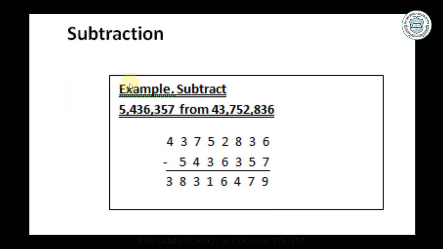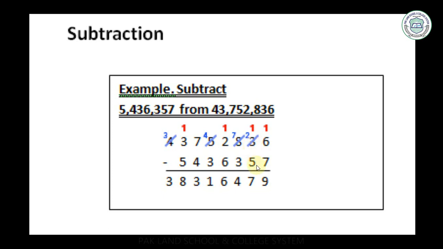Next is subtraction. Example, subtract 5,436,357 from 43,752,836. We write the greater number up and the smaller number down. Now subtract. 6 is smaller than 7. We take the borrow from 3, it becomes 16. 16 minus 7 gives us 9.